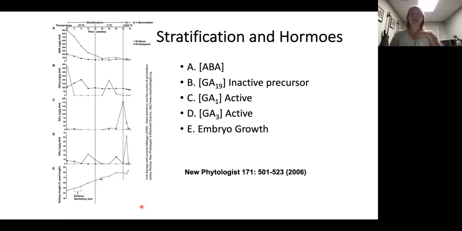And then during this whole stratification period, the embryo is actually getting bigger, which is pretty cool.